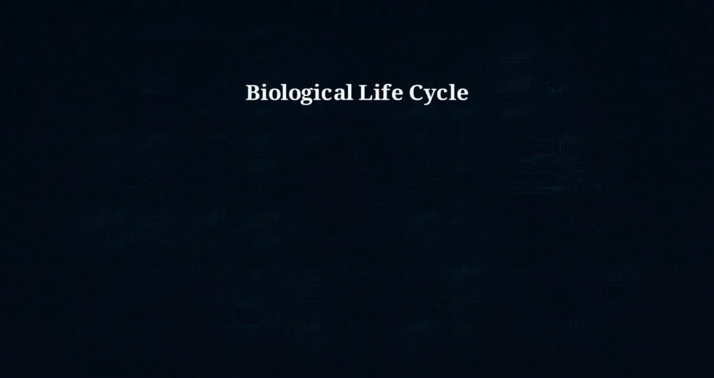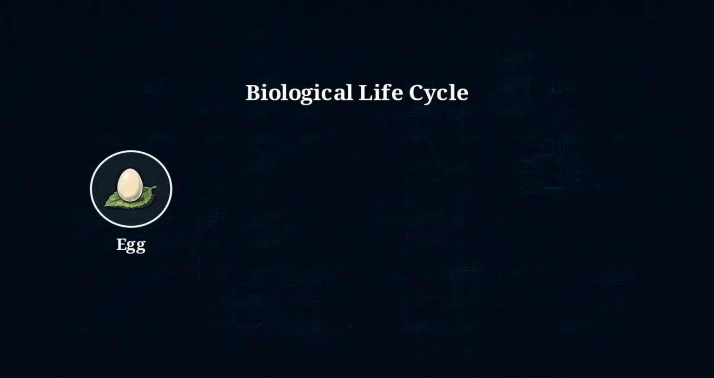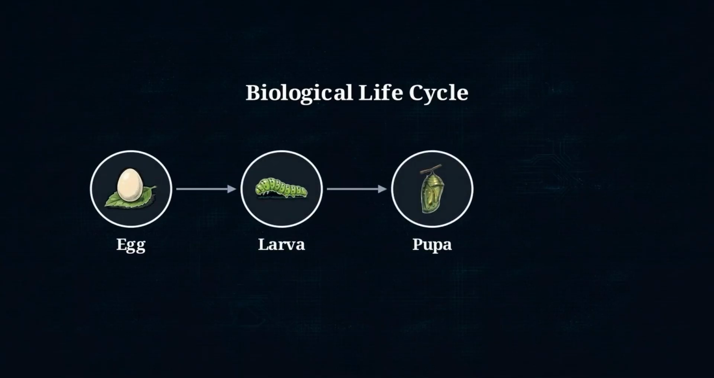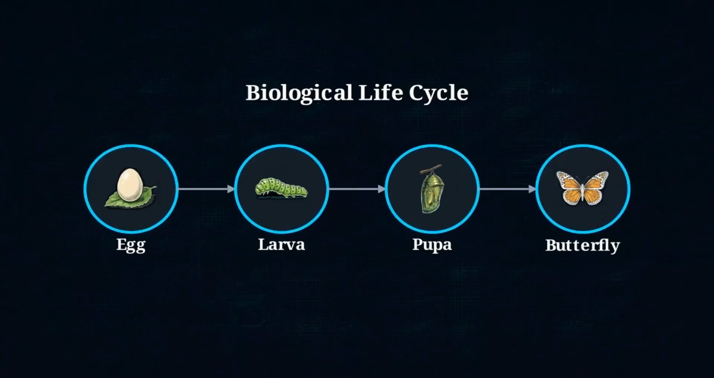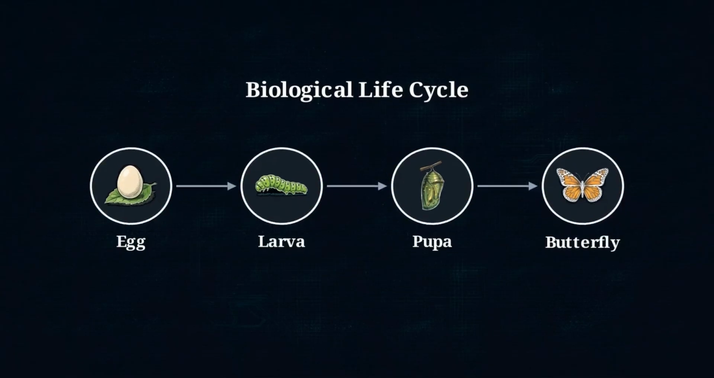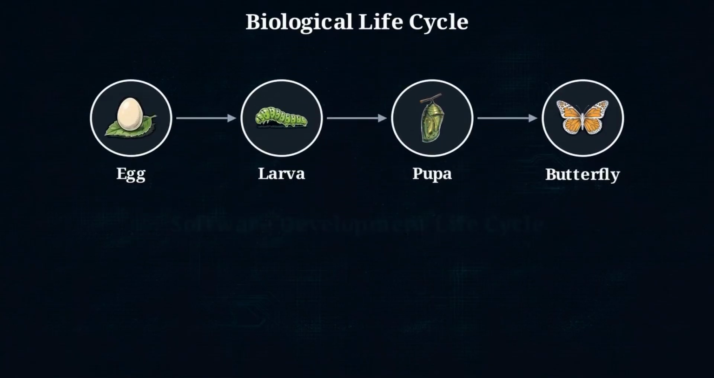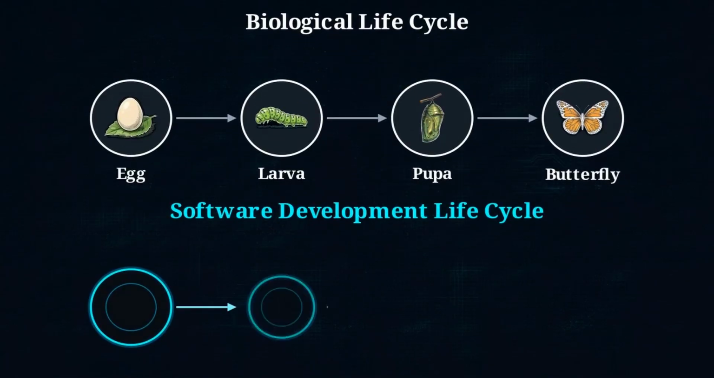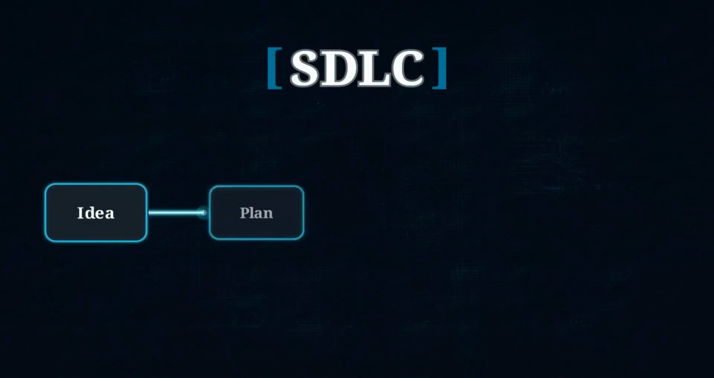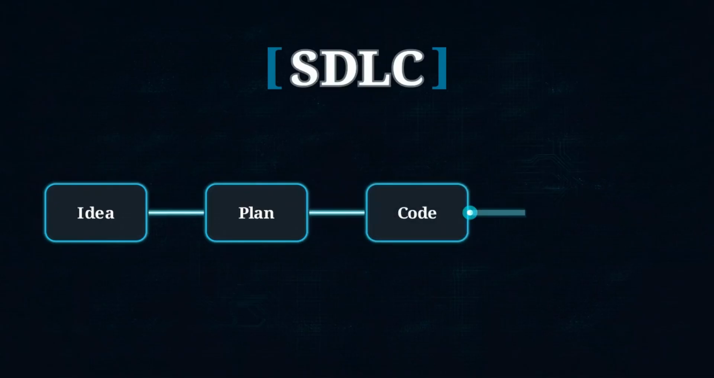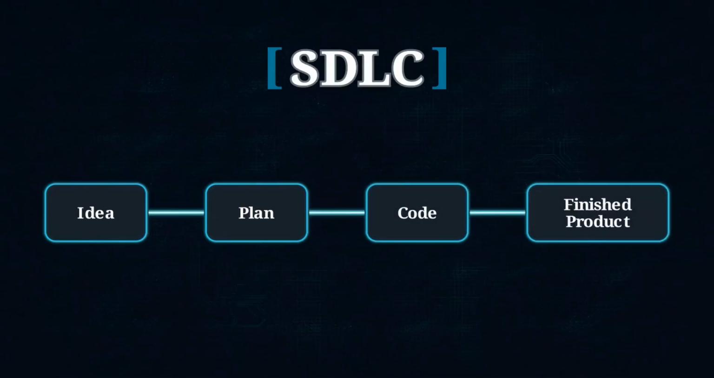In biology, complex organisms follow a strict sequential life cycle. A butterfly always develops from an egg to a larva to a pupa before finally becoming a butterfly. The stages are predictable and immutable. Software engineering has a digital equivalent. The Software Development Lifecycle, or SDLC, is a structured framework that dictates every phase of a program's creation, guiding it from an initial idea all the way to a finished product.